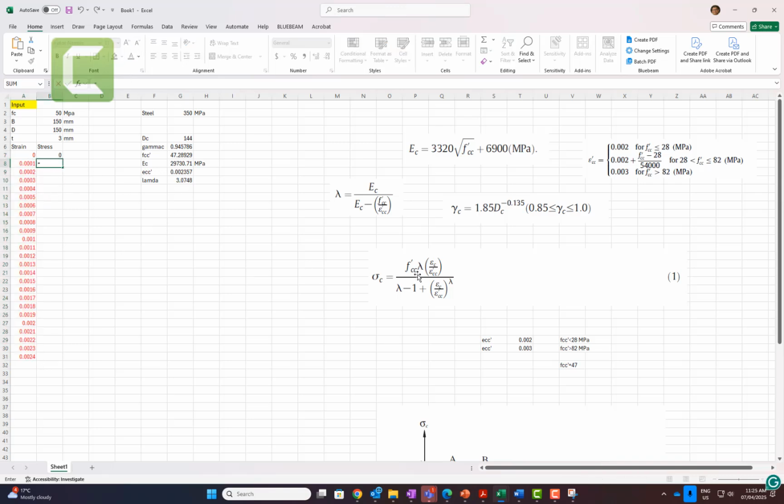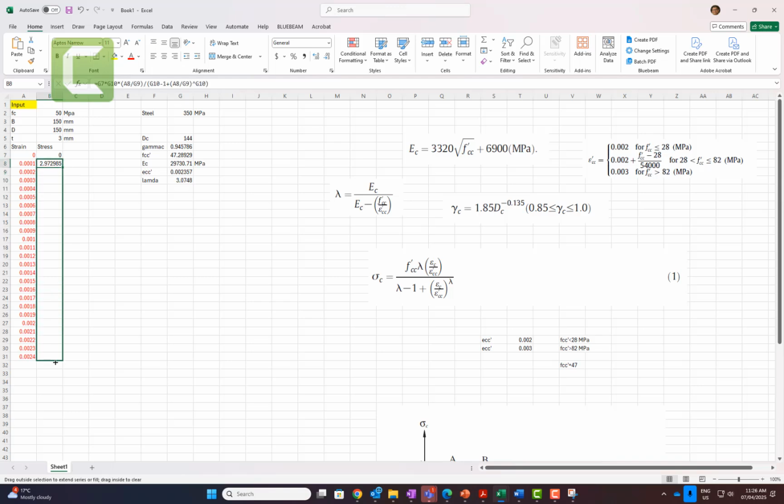Now to calculate the stress, we can use this equation: equal to fc' multiplied by lambda multiplied by bracket Ec divided by Ec' divided by lambda, I'm just using these equations, lambda minus 1 plus strain epsilon_c divided by epsilon_c', squared, to the power of lambda. That's it. Yep, so that's all good so far.